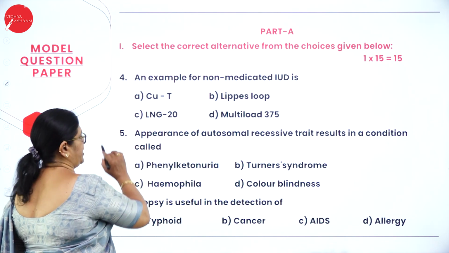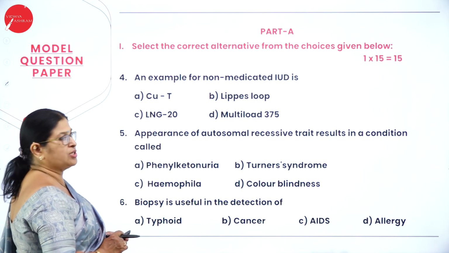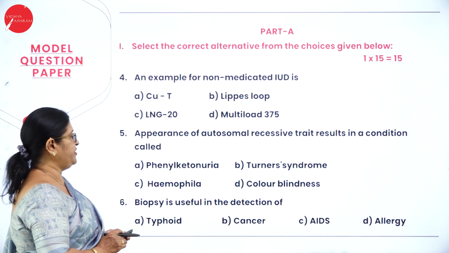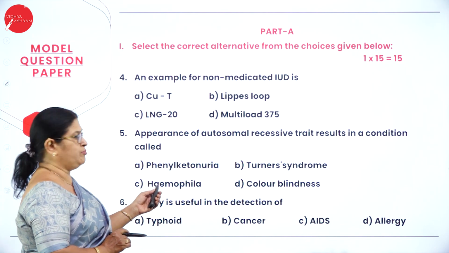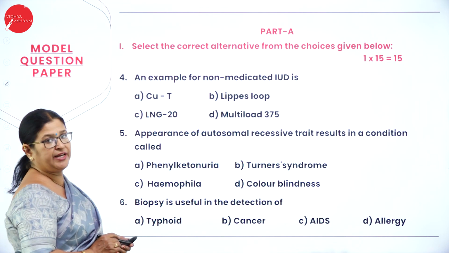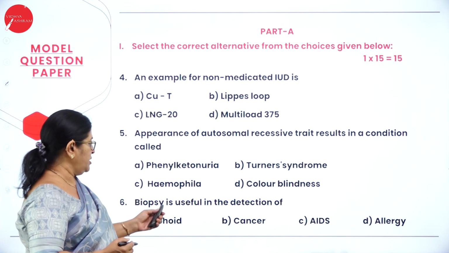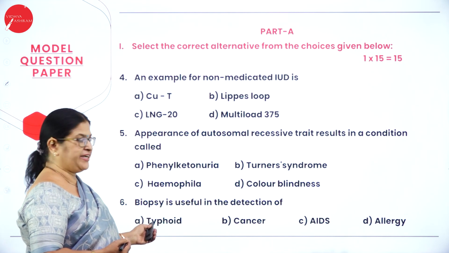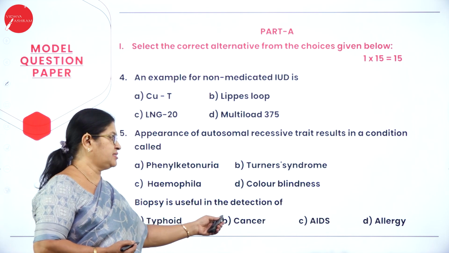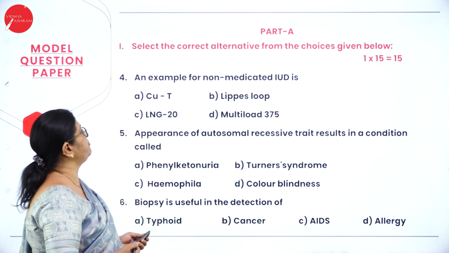Question number 5. Appearance of autosomal recessive trait results in a condition called option A, phenylketonuria, option B, Turner syndrome, option C, hemophilia, and option D, color blindness. Moving on to question number 6. Biopsy is useful in the detection of option A, typhoid, option B, cancer, option C, AIDS, and option D, allergy.